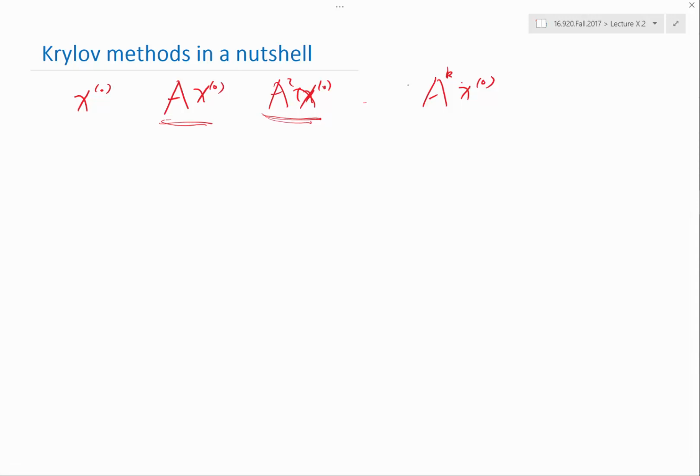The Krylov subspace method is basically looking for an approximate solution to the linear system within that space. So, for example, one of the most popular Krylov subspace methods, if you don't know anything about the matrix, is GMRES. GMRES is called the generalized minimum residual method.